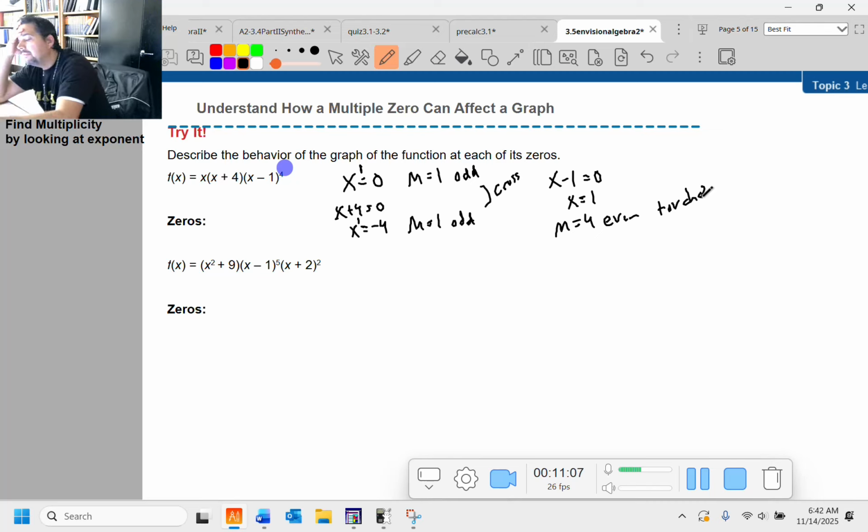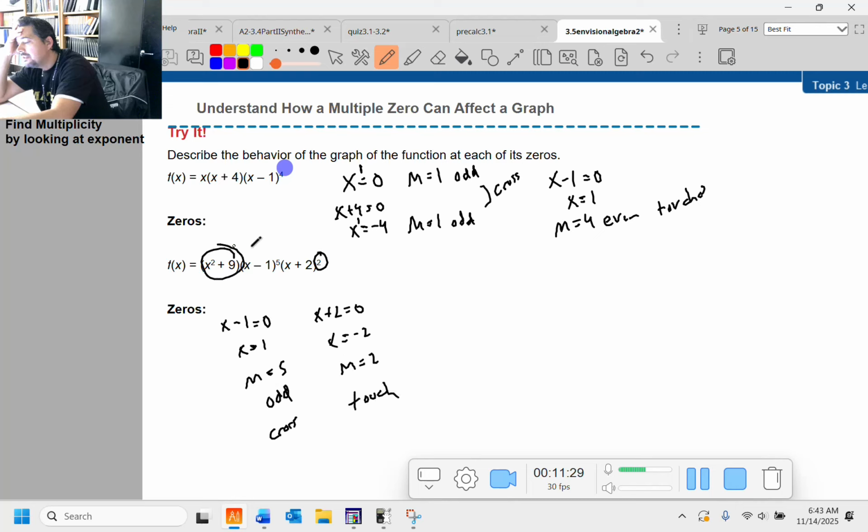All right, moving on. This one has zeros at x minus 1 equals 0, so x is 1. Its multiplicity is 5, which is odd. That's going to be a cross. We have x plus 2 equals 0, so x is -2, and its multiplicity is 2. That's a touch.